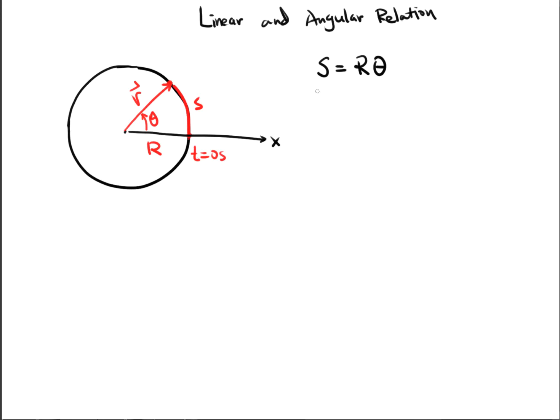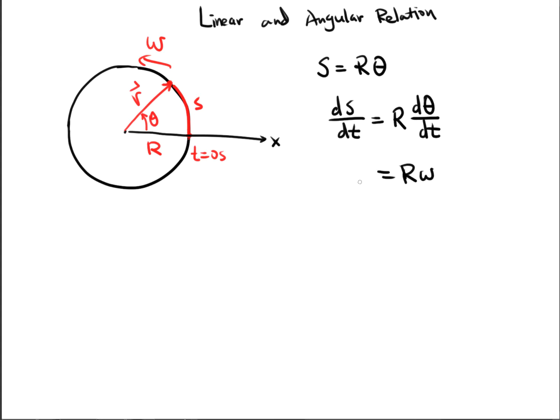Now if I take a derivative of both quantities, left and right side, with respect to time, ds dt equals, since R is a constant, we just need to do the derivative for theta, d theta dt. Now we remember that d theta dt is omega, the angular velocity along this direction.